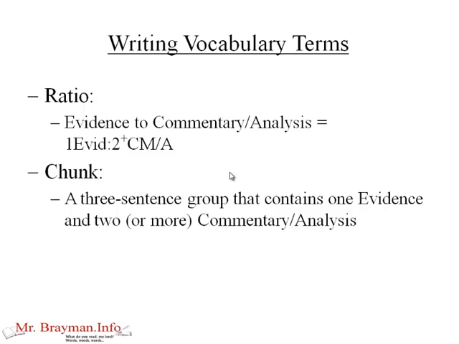Right? Sometimes you'll hear me use the term ratio. And this is the ratio of evidence to commentary. Usually we're looking for one piece of evidence and then two or more sentences of commentary and analysis. And when you start writing longer sentences, we might think in terms of phrases and clauses, but for right now, we're going to look at this in terms of sentences. And then you've got a chunk, right? And that chunk is that 3-sentence group that contains one evidence and 2 or more commentary or analysis. Right? And so when you hear me say a 2-chunk paragraph, 3-chunk paragraph, that's what I'm talking about.